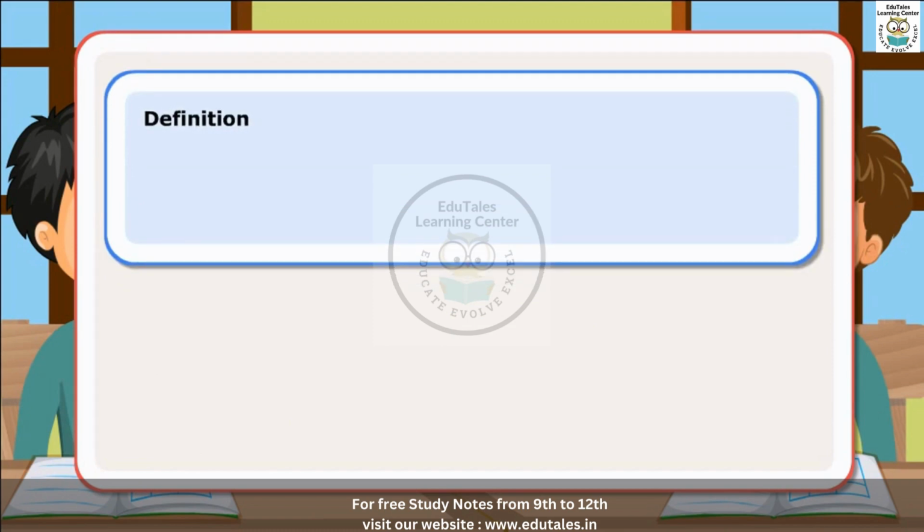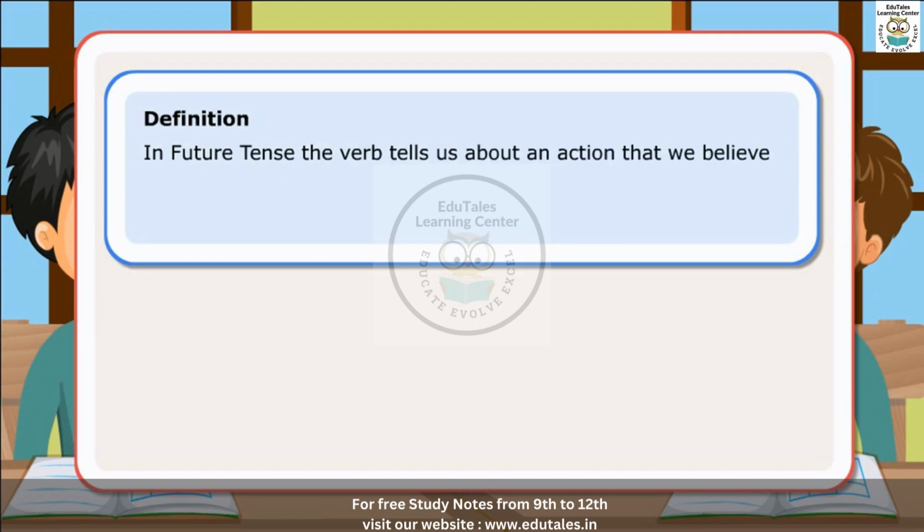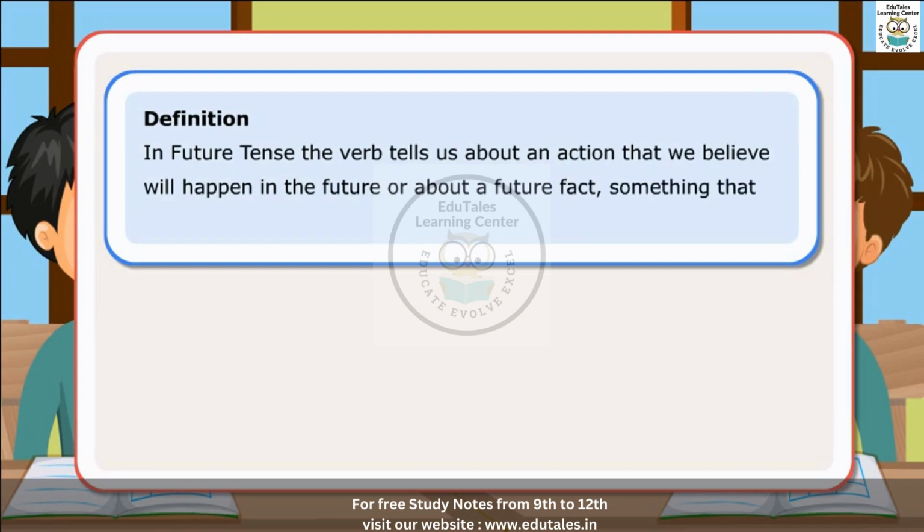Definition. In future tense, the verb tells us about an action that we believe will happen in the future or about a future fact, something that is bound to happen in the future.